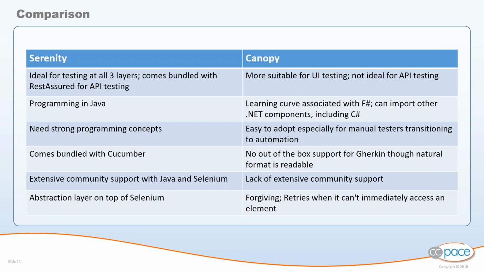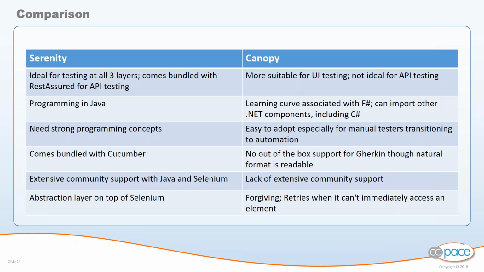Now there's a slight learning curve with F#, as it's not a common language, but again, because it's the .NET framework, you can import dependencies written in, say, C# or some other language that can be compiled to the .NET runtime. So there's a pretty low barrier to entry for Canopy. On our projects, traditional QA testers have completely taken over the maintenance and development of the Canopy UI tests.